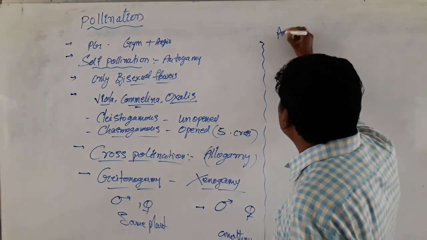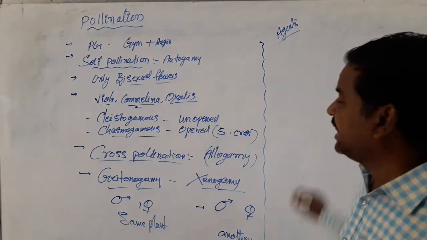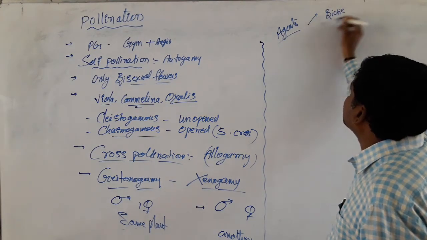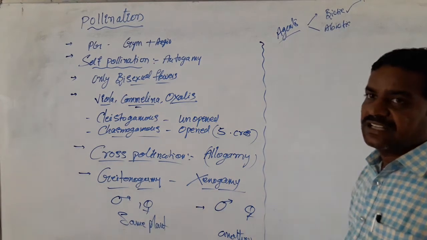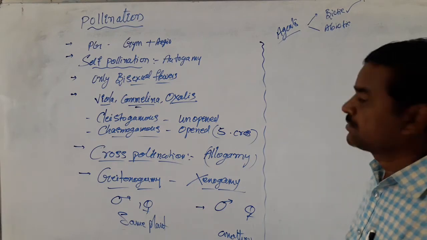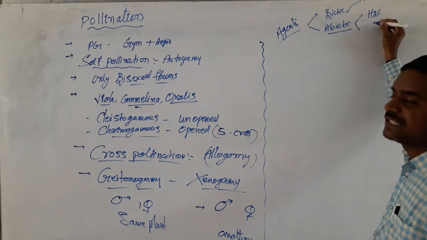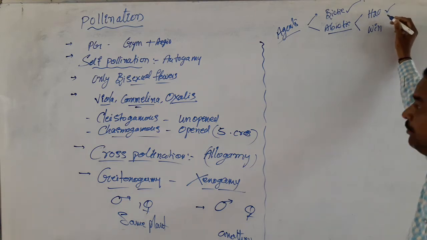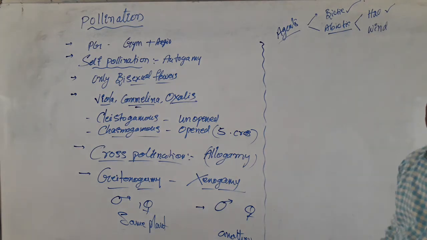Students, now coming to agents. Plants use different kinds of agents to transfer their pollen grains, and these agents may be biotic agents and abiotic agents. The most abundant agents in cross pollination are biotic agents, animals. Abiotic agents are also divided into two types. One is water and the other one is wind. Cross pollination by water is called hydrophily. Pollination by wind is called anemophily.